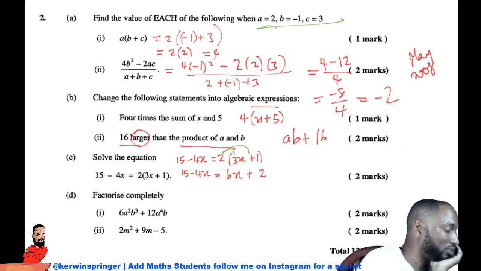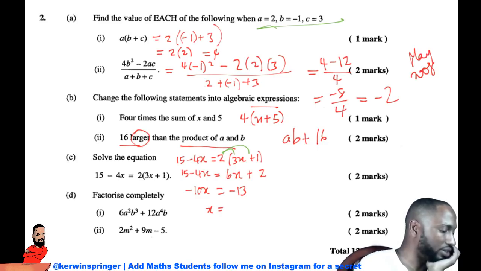So this leaves us with negative 10x. I'll skip a line, people. My son came and distracted me, so let me just skip that line there now. Negative 13, because I brought across the 6. Right, so this is going to be x's, 1.3, which is correct. So 13 over 10. So we get 1.3.